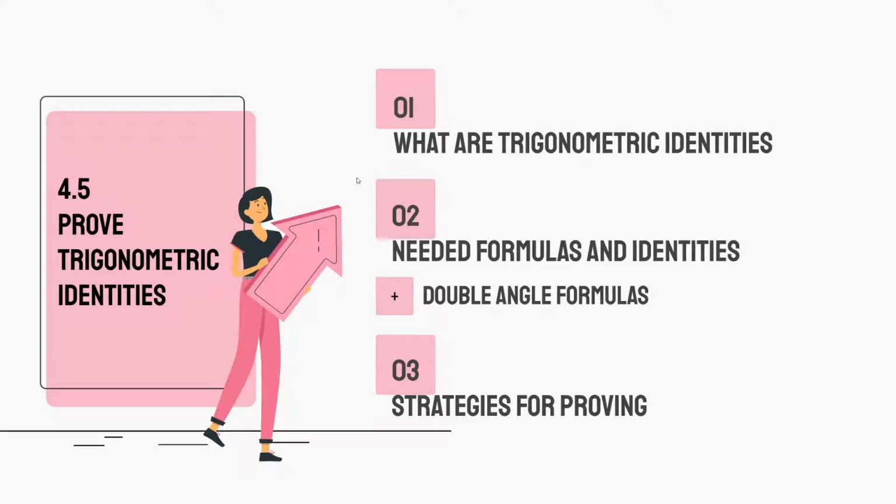You've done this in grade 11, but in grade 12 we have a little bit of a step up with the amount of content we need to know to prove these identities. So first we're going to talk about what trigonometric identities actually are. Then I'm going to show you all the needed formulas and other identities you need for this chapter. And I'm going to add a mini lesson on double angle formulas, which you might need, because personally my school tested us on them as well, even though they weren't part of the textbook. Lastly, I will be providing you with various strategies for proving trigonometric identities.